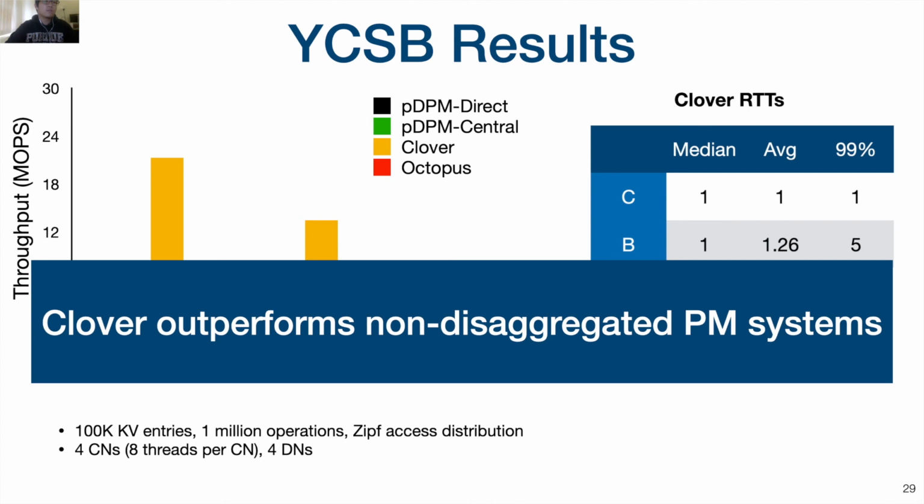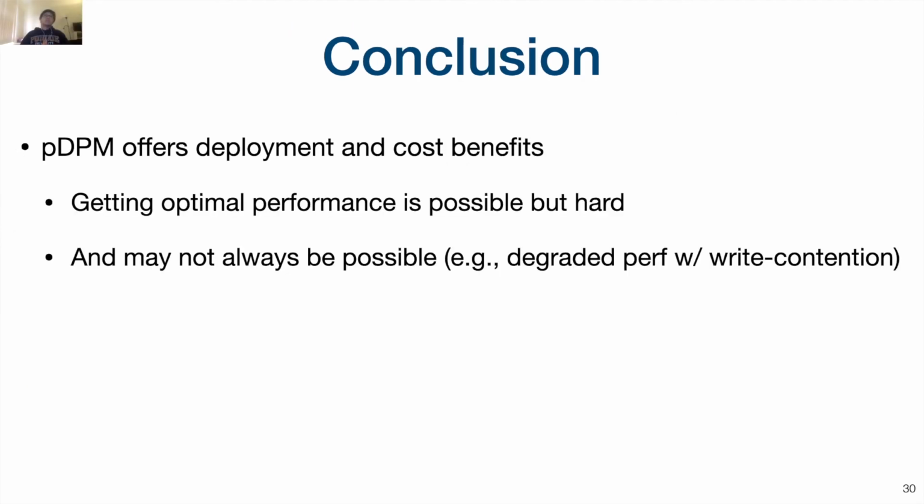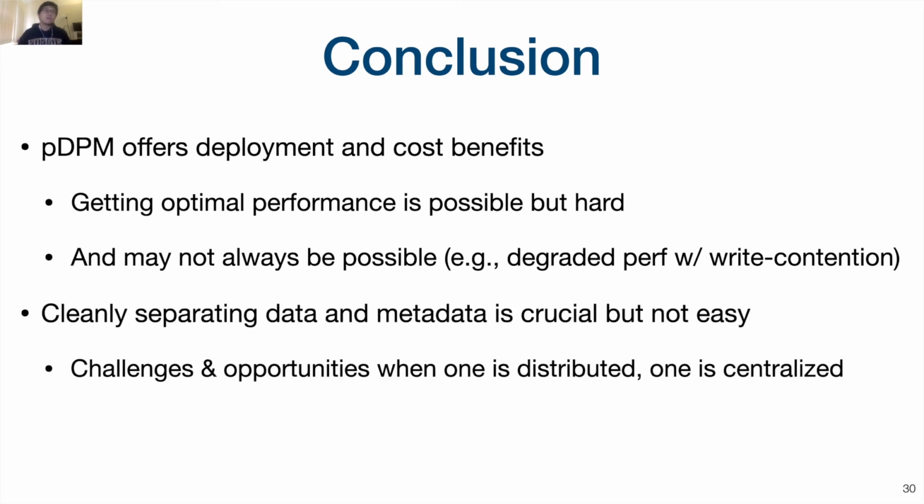We also conduct experiments and analytics to demonstrate that Clover's CAPEX and OPEX are both lower than active disaggregation and non-disaggregation. In today's talk, I reviewed the spectrum of data center PM deployment models and took a deep dive into an unexplored research area called passive disaggregated PM. Our results show that pDPM offers deployment and cost benefits, and it's totally possible to get optimal performance with the pDPM model. But achieving it is hard, and it may not always be possible, as we see with the heavy write contention case. The key to a good pDPM design is a clean separation of data and metadata planes, and Clover demonstrates the various challenges and benefits in doing so.